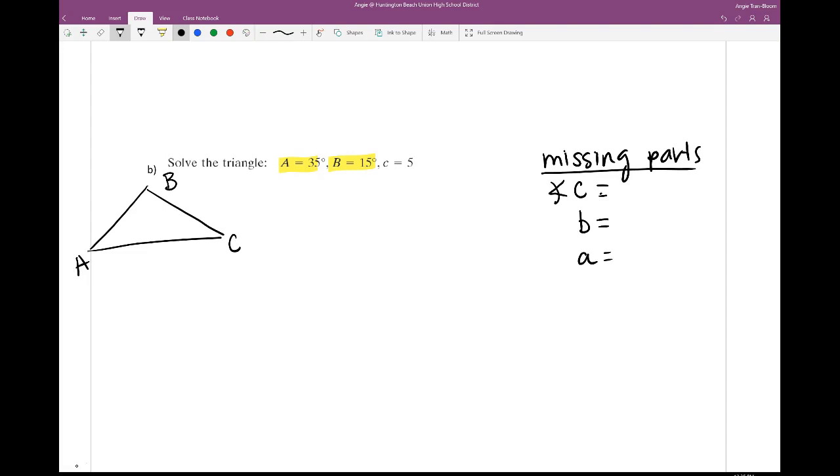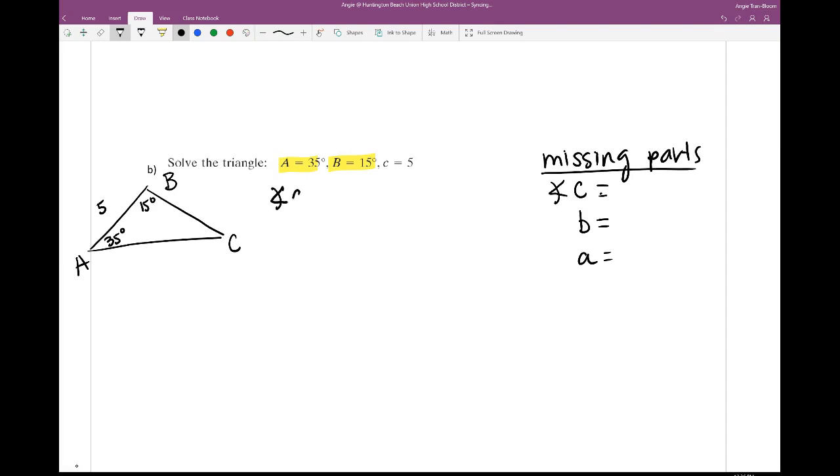its leg. So A is going to be 35 degrees. B is going to be 15 degrees. As you can see, this is totally not proportional. So little c is going to be 5 units. So right away we can find angle C.